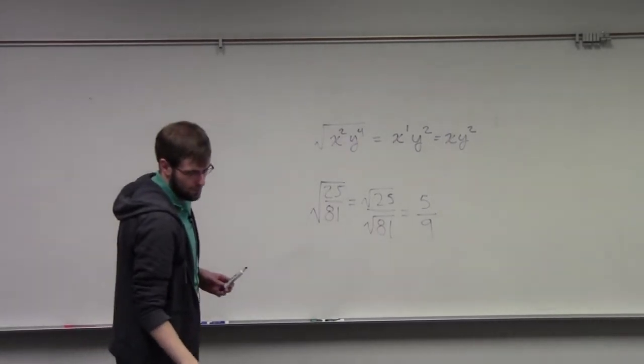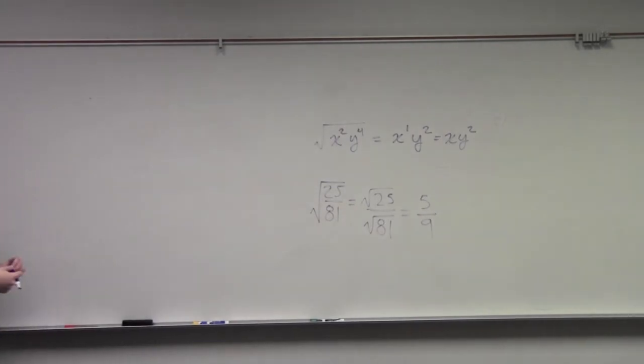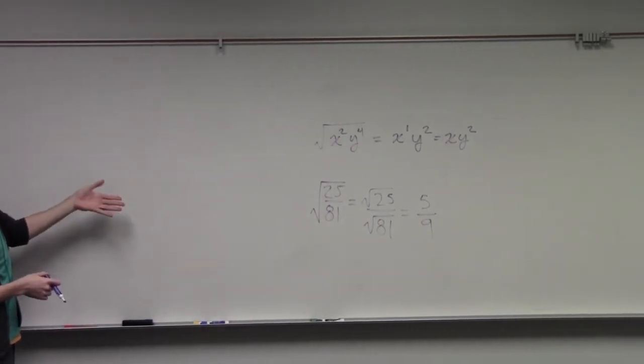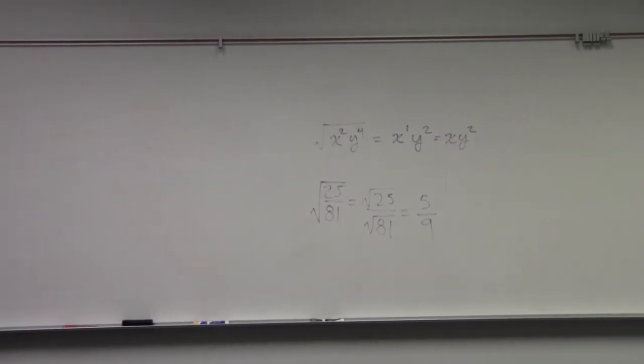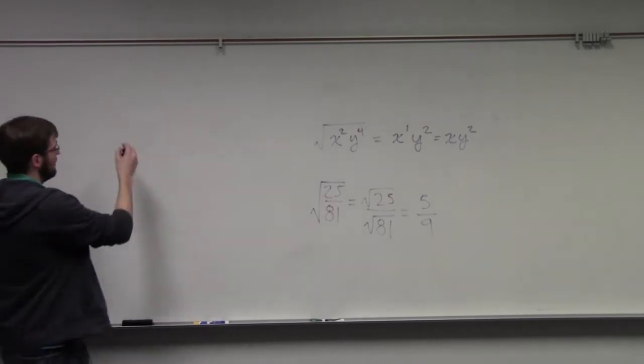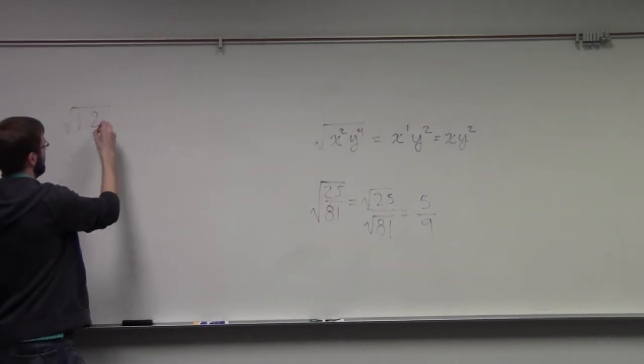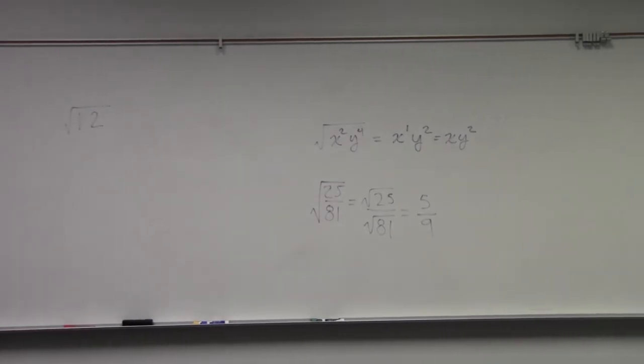All right, so now for some fun ones. All the ones we did so far were perfect squares. So that means in our answers, we just had whole numbers or letters. We didn't have a radical in there. But now we have something like the square root of 12. And what we want to do is break this guy up.